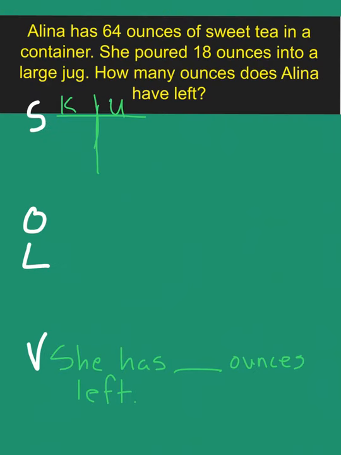Okay, here's today's guided problem. Alina has 64 ounces of sweet tea in a container. She poured 18 ounces into a large jug. How many ounces does Alina have left?